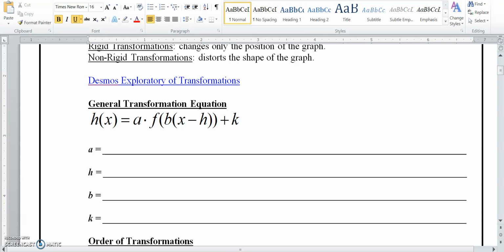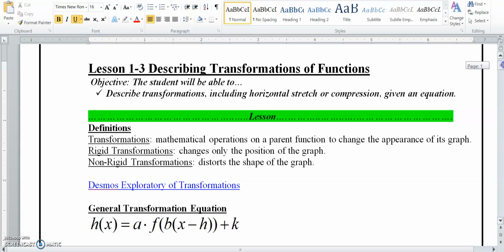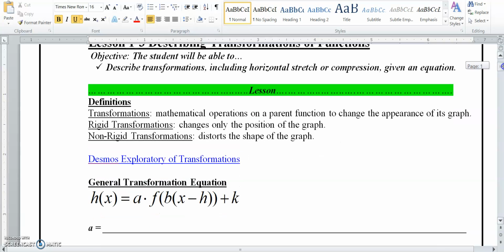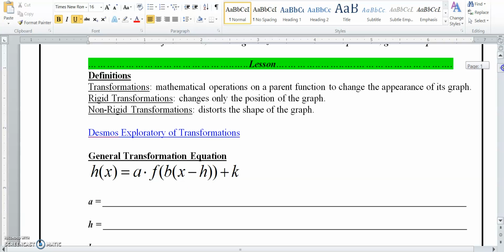Right, today's lesson is on lesson 1-3. It's describing the transformations of graphs. So again, we already went through all this in class, but I will try and go over it again with some clarity so you have access to it beyond just the day we did it in class.